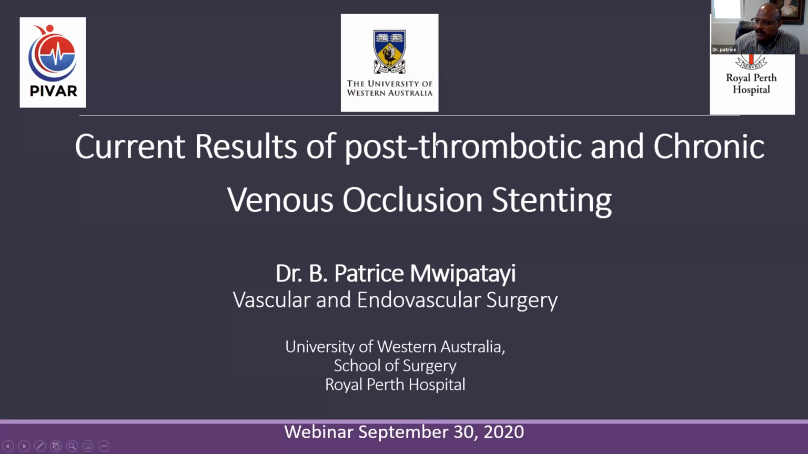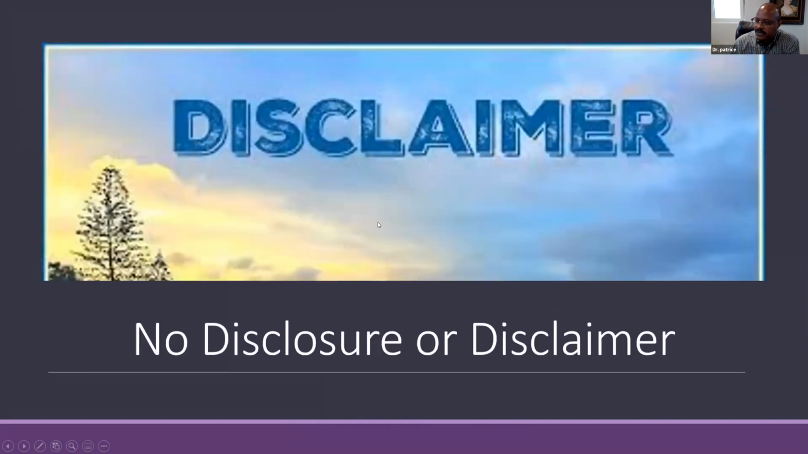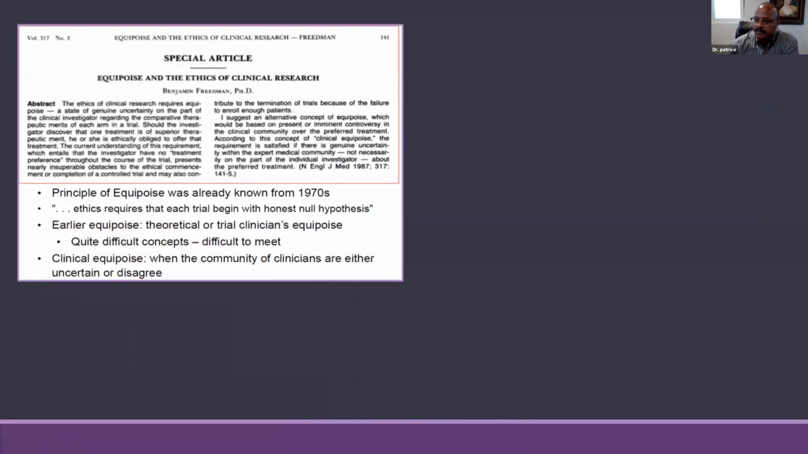One of the problems we have here is two terms: post-thrombotic syndrome, which we should separate from chronic venous occlusion stenting. I don't have any disclaimer. The biggest problem is that we need to ask ourselves first what equipoise is. The principle of equipoise is already very well known: you need clinician equipoise for a trial, and it's always difficult to meet most of the time.